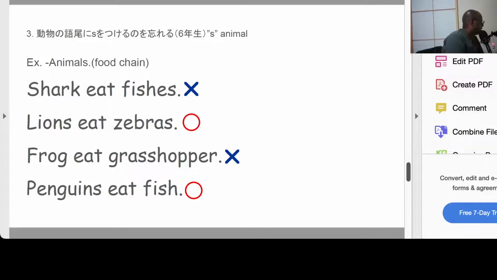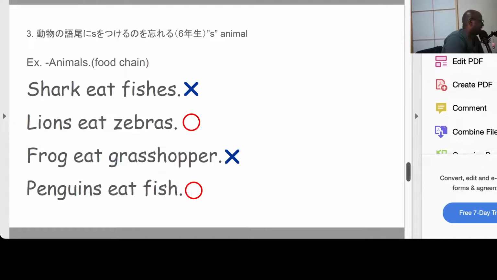Okay, next we have frog eat grasshopper. Okay, this is wrong because it needs to say frogs with an S eat grasshoppers with an S. These are two normal animal words that need an S. The normal animal words need an S.